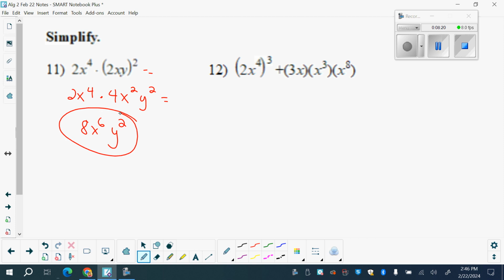What do we do first on number 12, the last one? We want to do the exponent to an exponent. So we have 2x to the 4th to the 3rd. So 2 to the 3rd, which is 8. And then we multiply exponents, so it's 8x to the 12th. And then what we want to do next is multiply over here. So Ashley, what would we get over here?